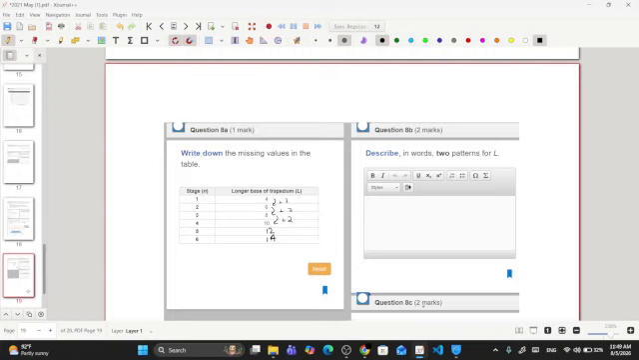Then it says describe in words two patterns for it. First things first, there is a term to term pattern. Firstly, what is it? That is that as the stage number increases, as the n increases, the value of L increases by 2.